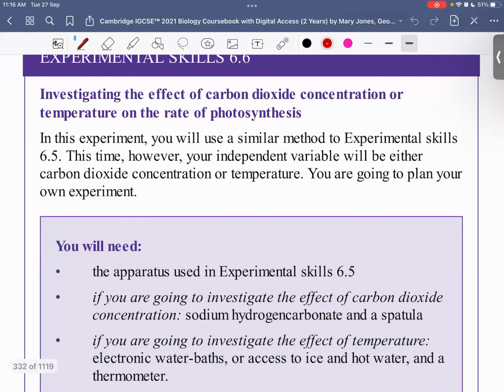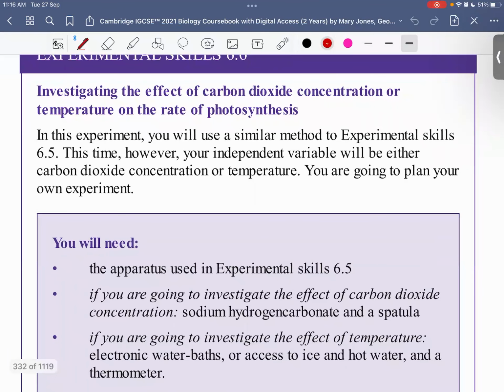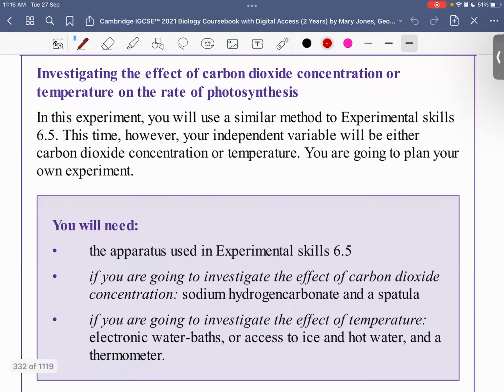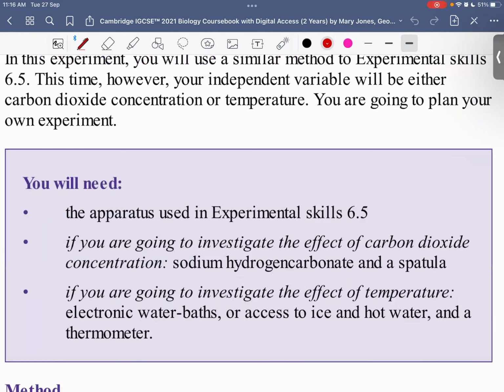Now see, this is something fixed, and it is used for all experiments in photosynthesis: whenever we have to show the effect of carbon dioxide, we use a compound known as sodium hydrogen carbonate, right? This text box is saying, if you are going to investigate the effect of carbon dioxide concentration, you will have to use sodium hydrogen carbonate and a spatula. Of course, the spatula is just to scoop the sodium hydrogen carbonate. Now, if the examiner asks why you are using sodium hydrogen carbonate, your answer will be: it is a source of carbon dioxide in the experimental setting.